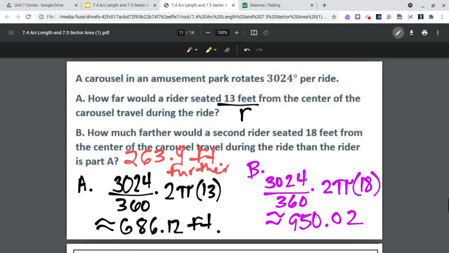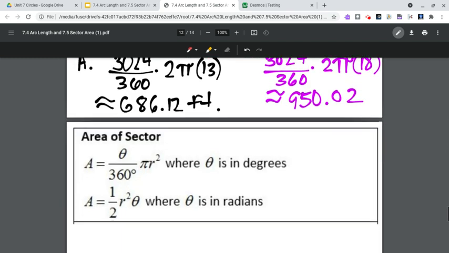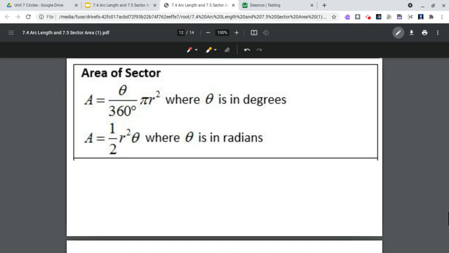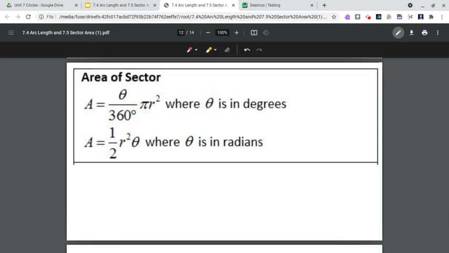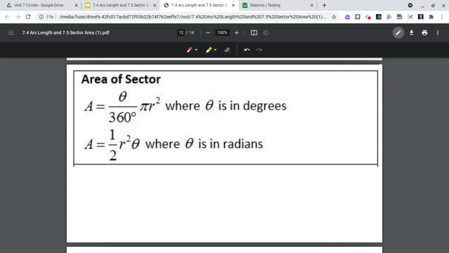Okay, two more important formulas that you're going to need to write down deal with area of a sector. So we just covered extensively arc length, which is the distance around a certain portion of the circle. Area of a sector is going to refer to the space taken up by a specific shaded region. We have two formulas again because theta can be given to you in either degrees or in radians.